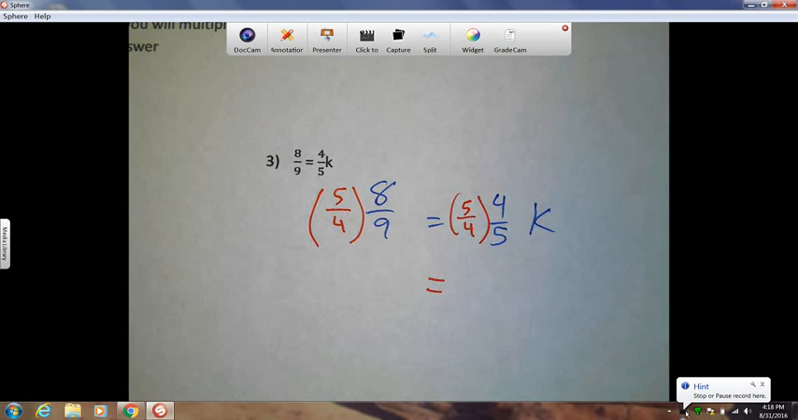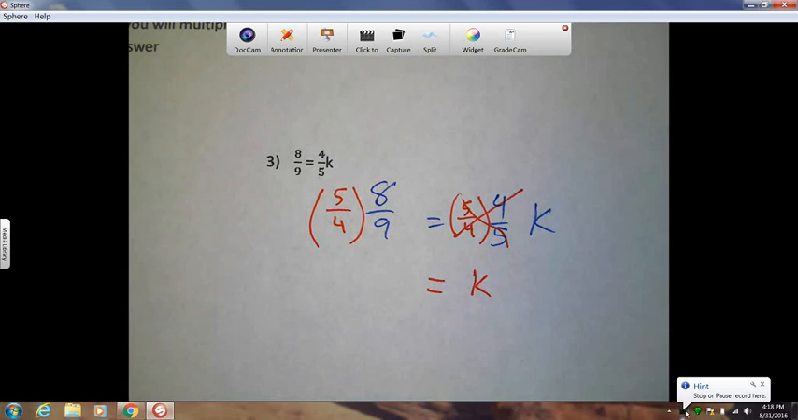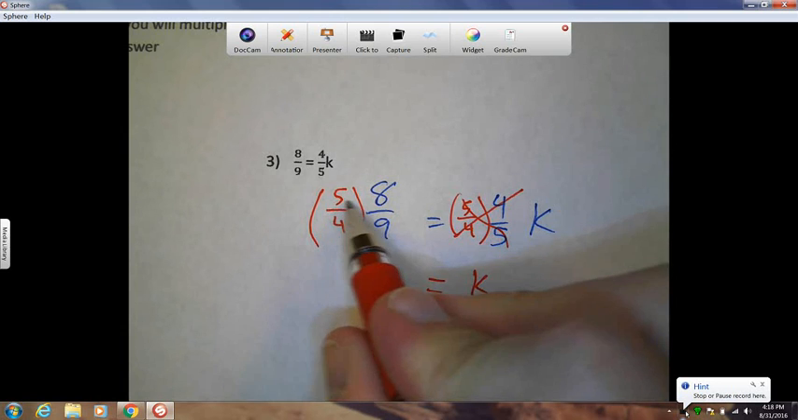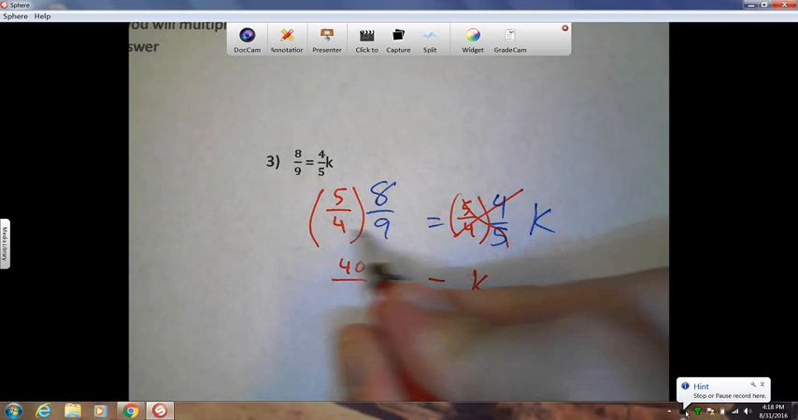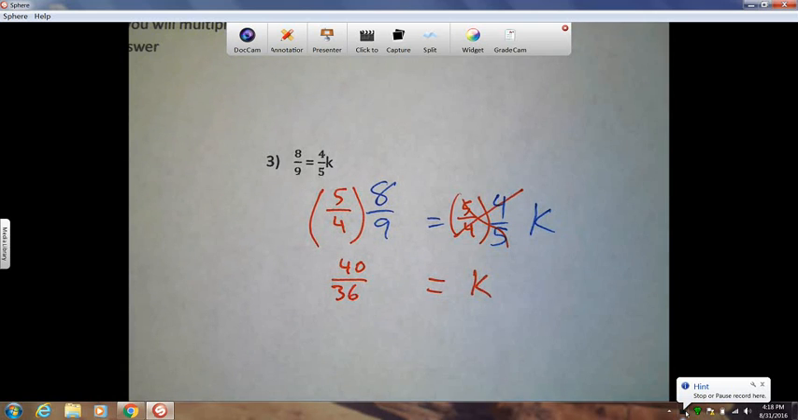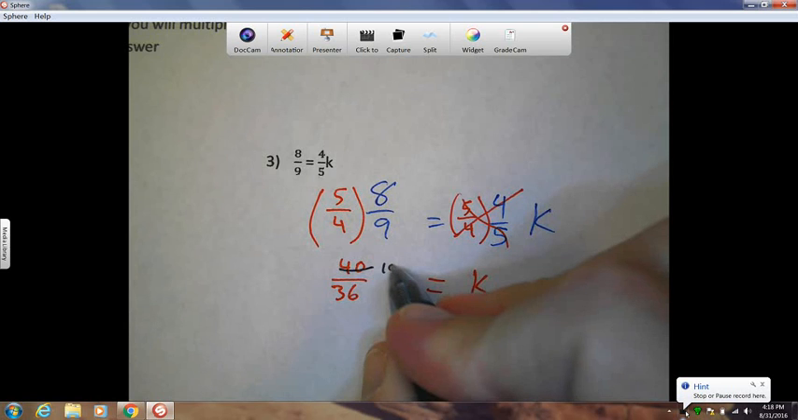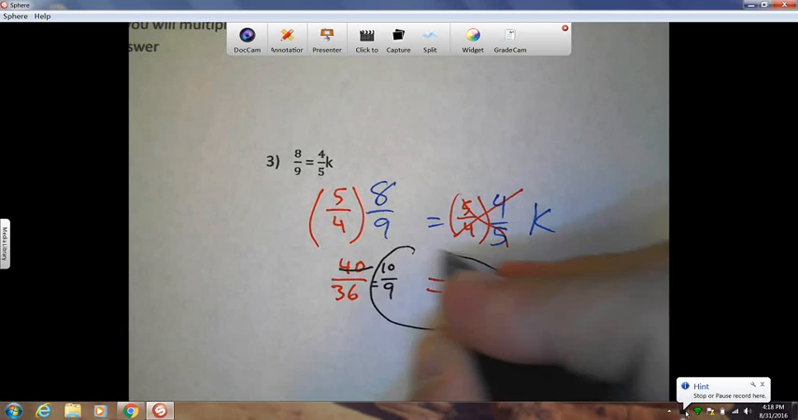I'm left with k on that side. Here, 5 times 8, so that's 40. 4 times 9 is 36. See if I can reduce that. 4 goes into both. 4 goes into 40 ten times and into 36 nine times. So I have 10 over 9, or 1 1/9.